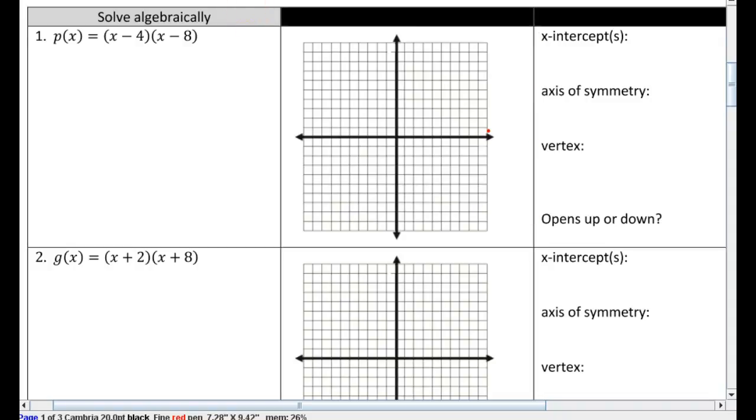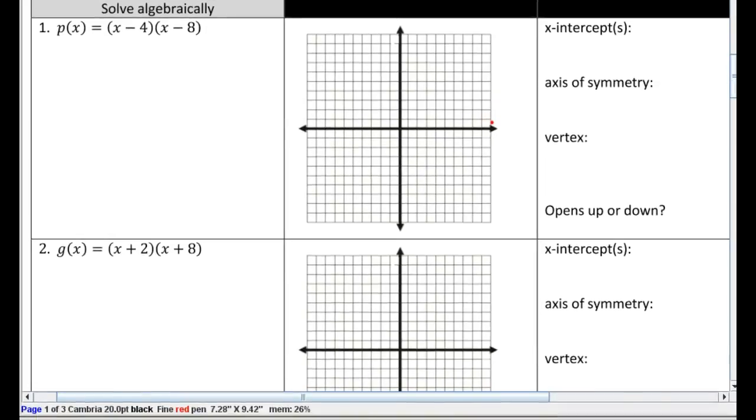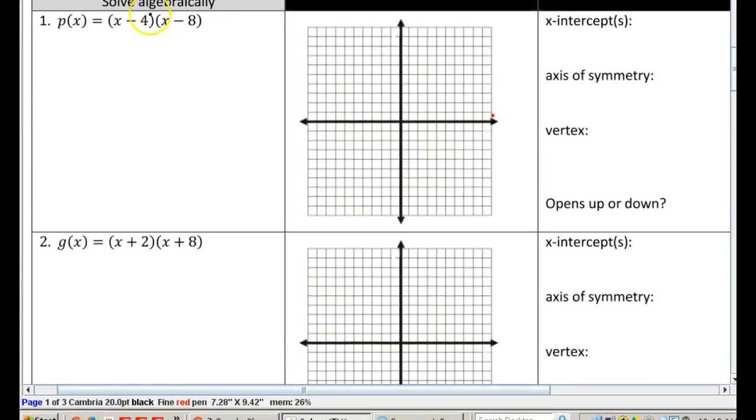Okay, so let's start this way. X-intercepts. What do we know about x-intercepts? It's where it crosses right here. If you go up on the y-axis, those are all positive numbers. If you go down from here, those are all negatives. So we want to figure out exactly where it crosses the x-axis. Now, what's in between a positive and a negative? What number is it?